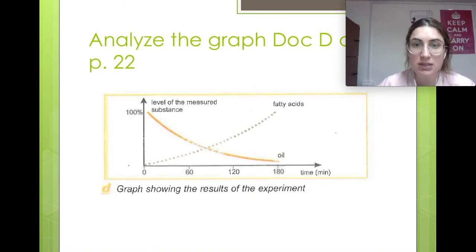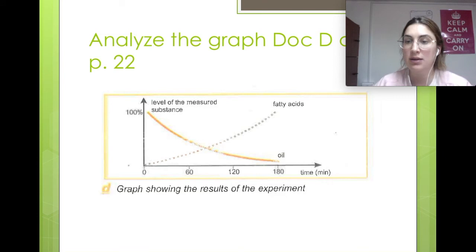Based on all of this, based on in vitro digestion of the lipids, results of an experiment that we just described were obtained, and we can see the results in the graph below. The graph is taken from the book, page 22, document D. Let's look at the graph together. We can see 2 lines on the graph. First of all, it's very important to look at the x-axis and the y-axis.